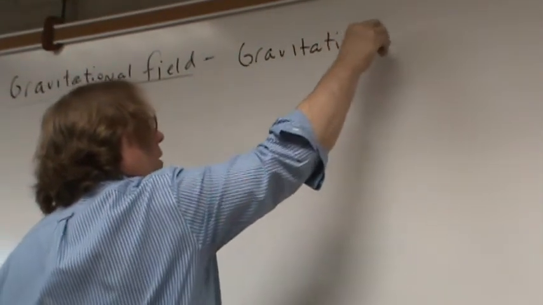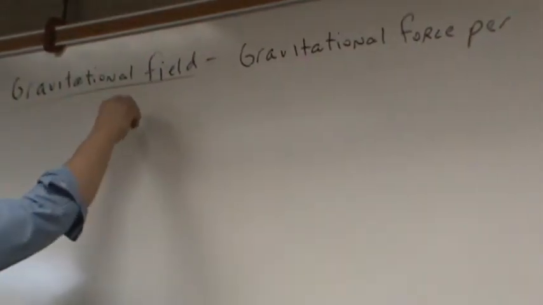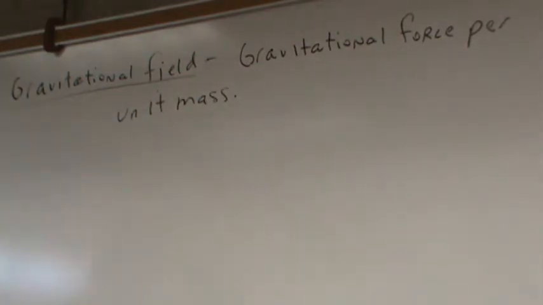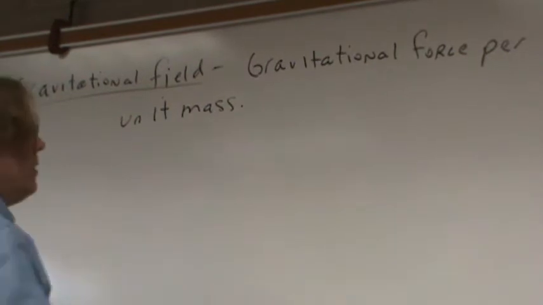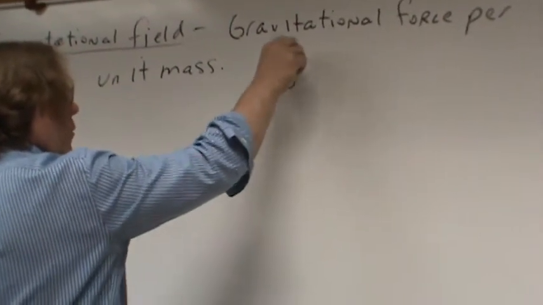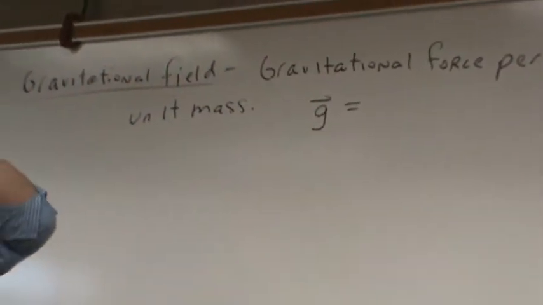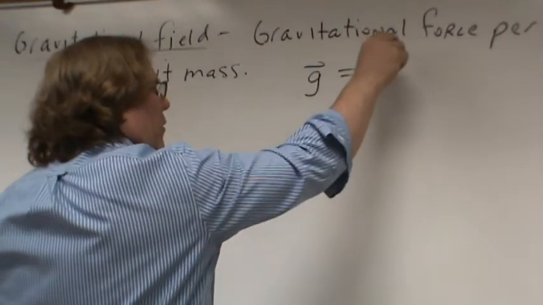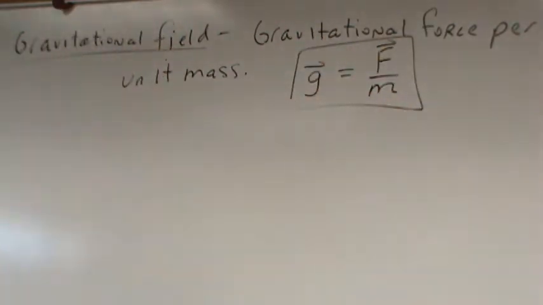Gravitational force per unit mass. It's the same idea as electrical field, which was electrical force per unit charge. So my gravitational field, which is a g with a vector symbol over it. I put the vector symbol over it to show that gravitational field has direction. But the gravitational field is just going to be the gravitational force over the mass. That's simple.